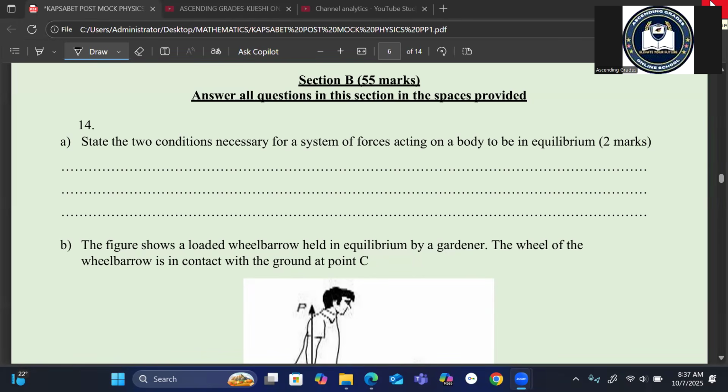This is Kapsabet post-mock examination, physics paper 1, the year of 2025.